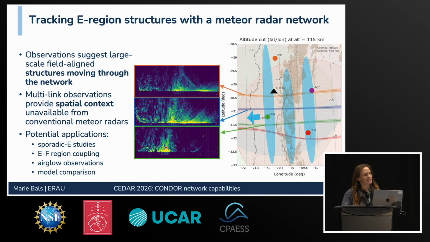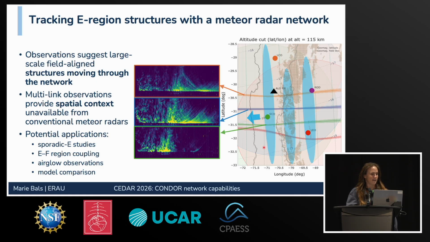Now if we zoom out, since we don't have just one station, but actually 4, this gives us a super unique opportunity, because when we reconstruct these echoes in space, we can actually resolve the spatial organization and also the evolution of those irregularities across the field of view of our entire network. Just to remind you, it's about 600 kilometers in diameter. The reconstructed Doppler velocities from those irregularities suggest that we're looking at large field-aligned structures, and they're moving through the observing region along the east-west direction.